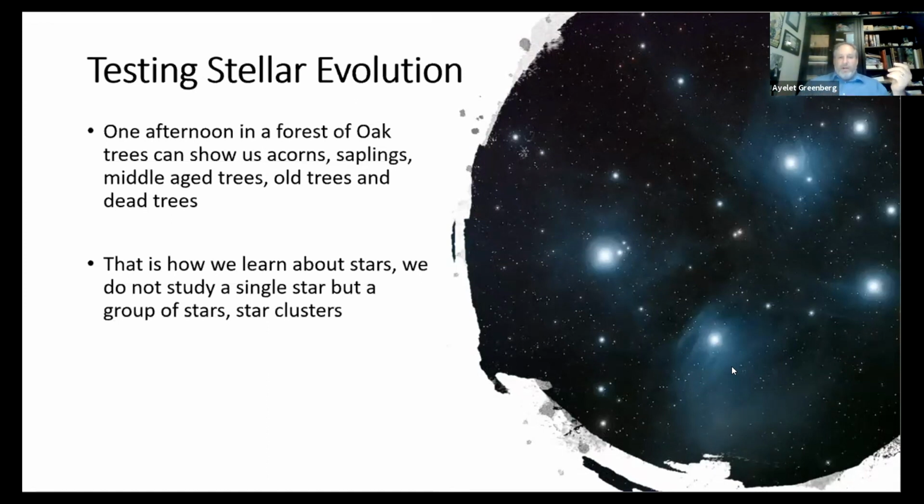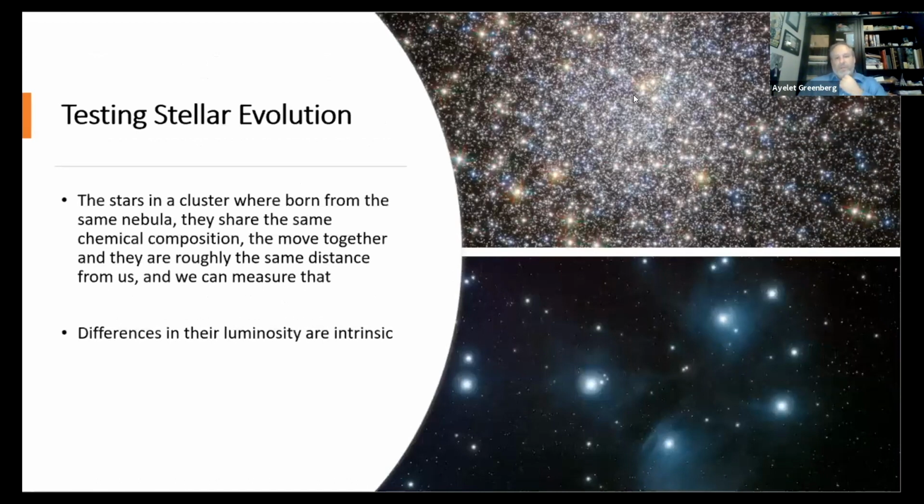And the reason star clusters are so helpful, and I'll soon explain a little more about these two different types of star clusters, is because these clusters were generally formed from the same nebula, which means that they were made from pretty much similar materials. They have very similar chemical compositions. They're moving generally in the same direction in space. They are roughly around the same distance from us.